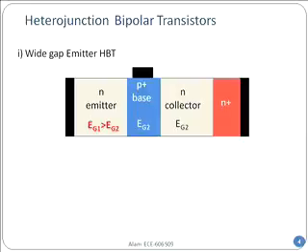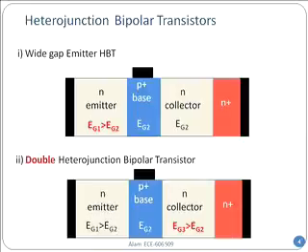Now, in this particular case, the band gap for the base and the collector are the same, you see, Eg2 and Eg2. What does it mean? It means the emitter is of different material, but the base and the collector are made of the same material. However, there is something called a double heterojunction bipolar transistor, where the emitter, base and collector band gaps are all three different.